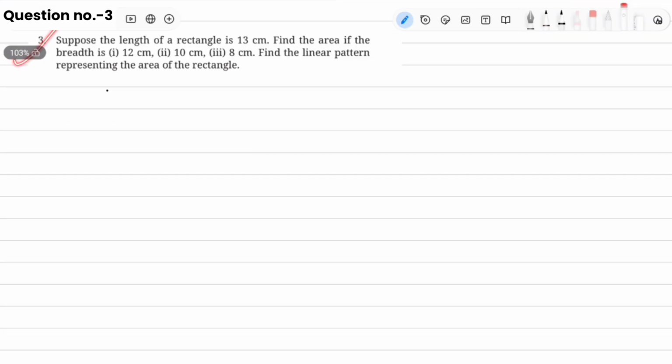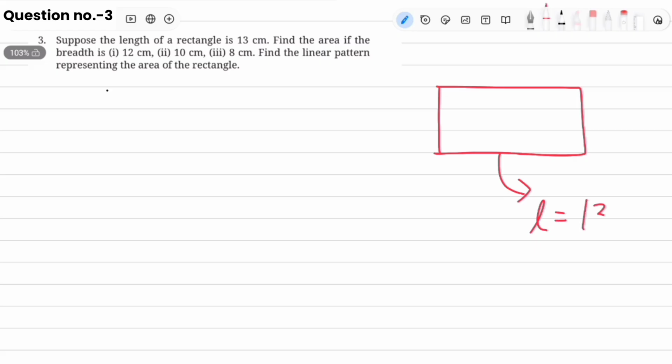So in the third question it is given that suppose the length of a rectangle is 13 centimeter, and find the area if the breadth is, first 12 centimeter, 10 centimeter, 8 centimeter, then find the linear pattern representing the area of the rectangle. So we are told that there is a rectangle whose length is 13 centimeter and its breadth is given in different parts: first 12 centimeter, second 10 and third 8 centimeter. So first we'll write the given.